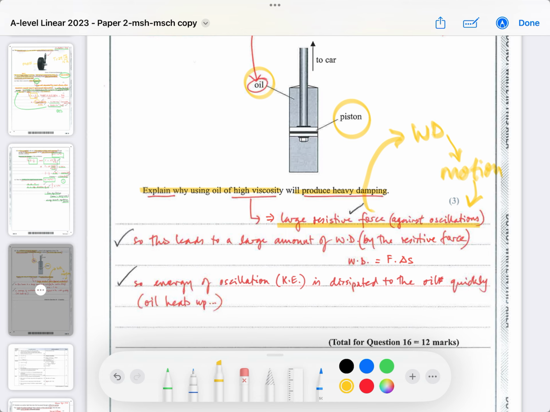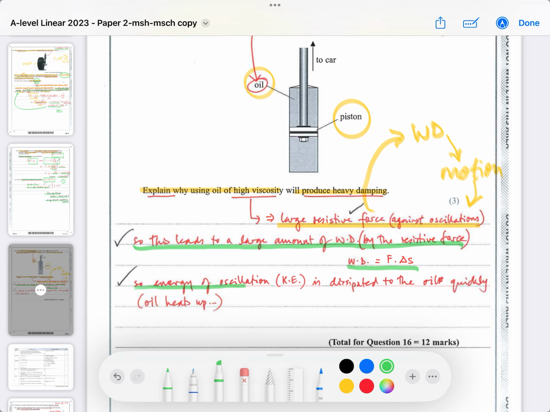So this leads to, let me just change the green, I like to do my answers in green. So this leads to a large amount of work done by these resistive forces. And you can say the work done is force times the displacement. Yeah? So just to show that you know the mathematics involved.